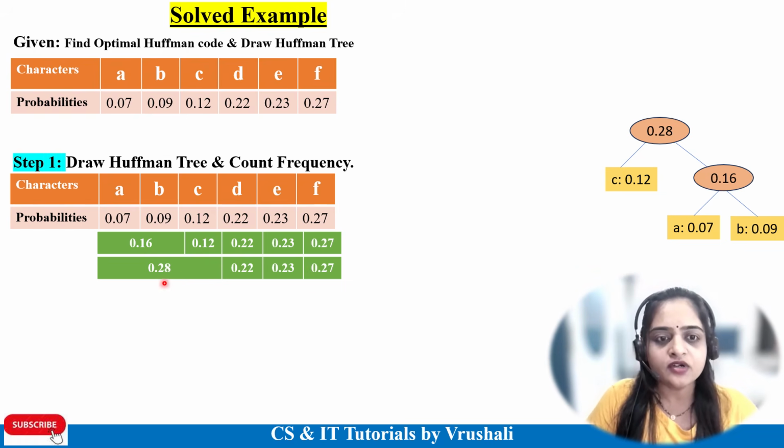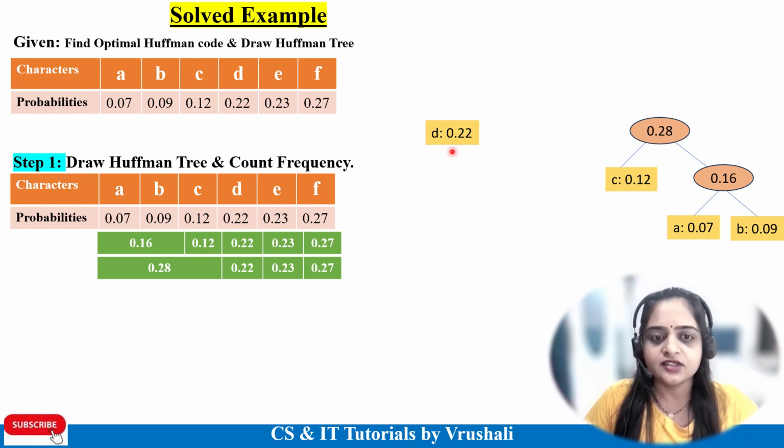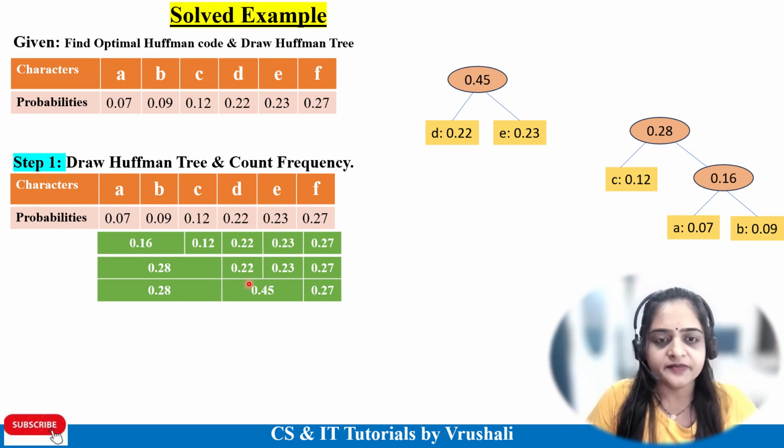Now again find out which are the minimum two values. So 0.22 and 0.23. These are the minimum values, right? So both values are less than 0.28. So write them on the left side. So that is D 0.22 and E 0.23. Again perform addition of both nodes and the answer is 0.45, right? So just mention here, the answer of 0.22 plus 0.23 is 0.45.